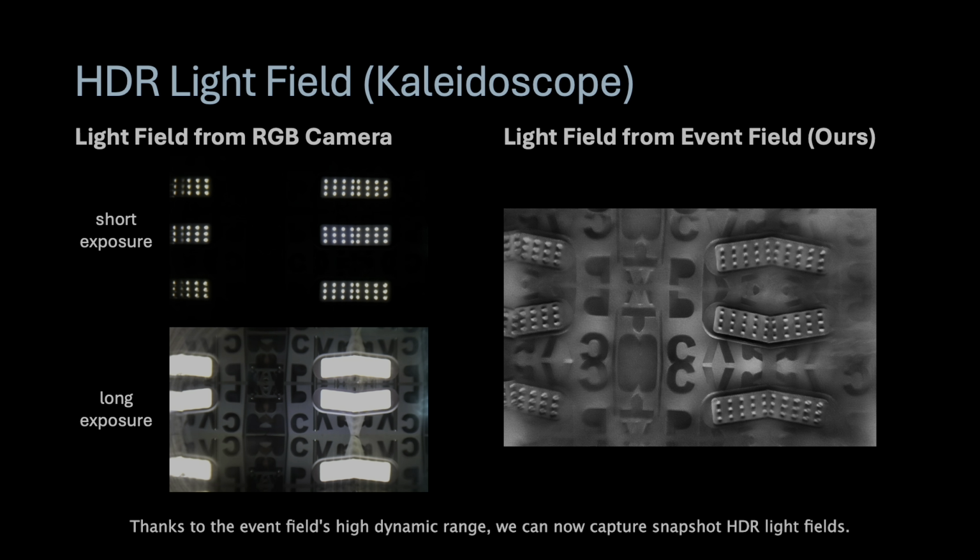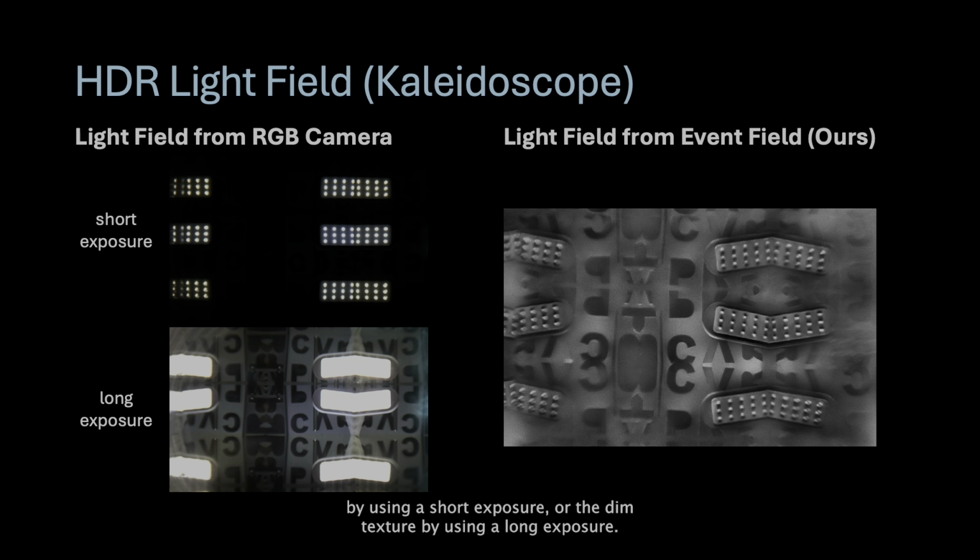Thanks to the event field's high dynamic range, we can now capture snapshot HDR light fields. The scene here has both bright lights and a dim texture. An RGB camera can only capture either the details of the lights by using a short exposure or the dim texture by using a long exposure. However, event fields can capture both at the same time.